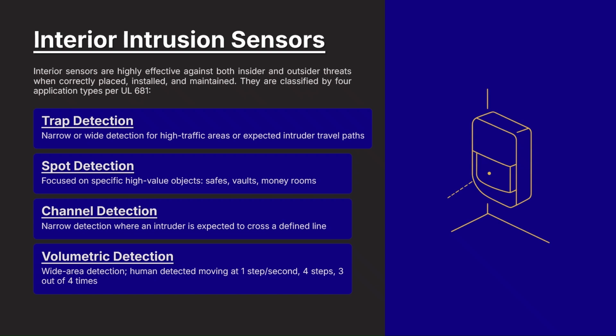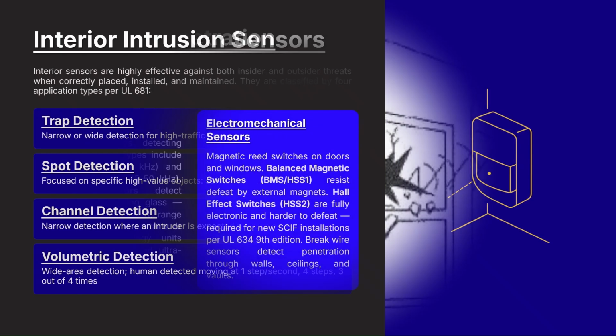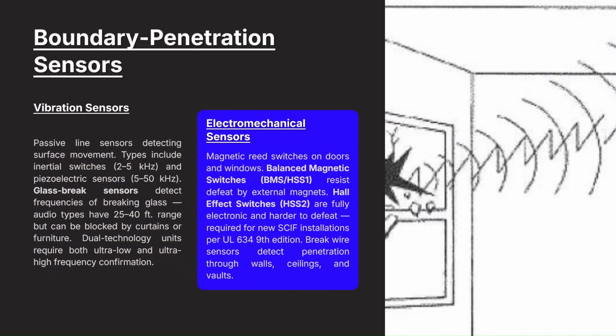Selecting the right type depends on the layout, risk level, and assets being protected. Boundary penetration sensors detect attempts to breach physical barriers. Vibration sensors identify cutting, climbing, or impact on fences and walls by detecting disturbances. Electromechanical sensors monitor openings such as doors, windows, or gates using switches and contact mechanisms.